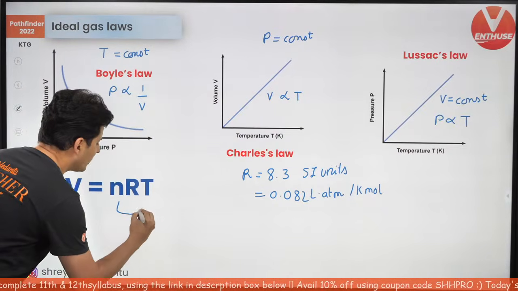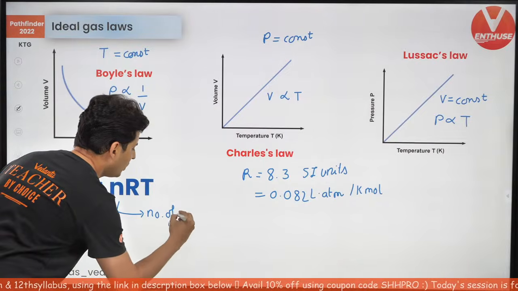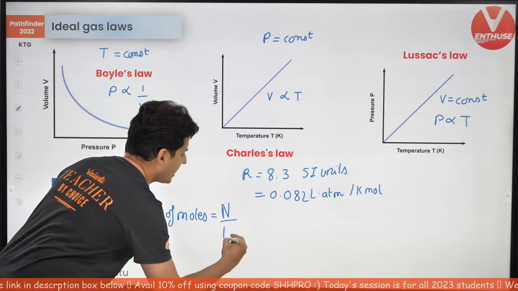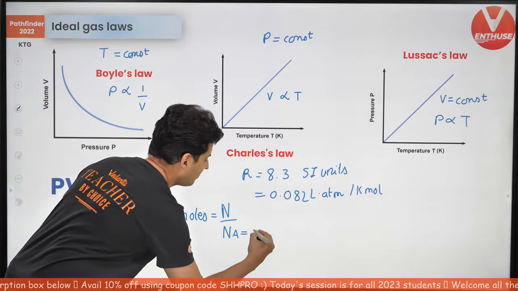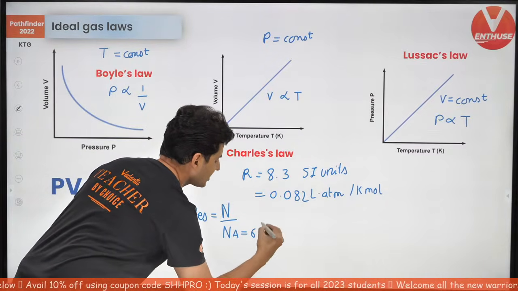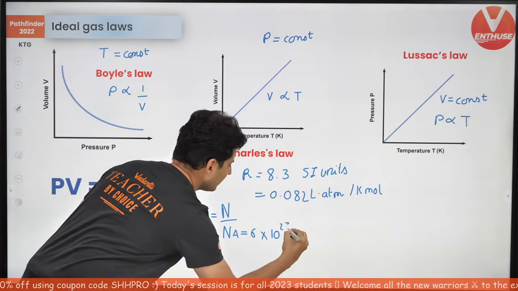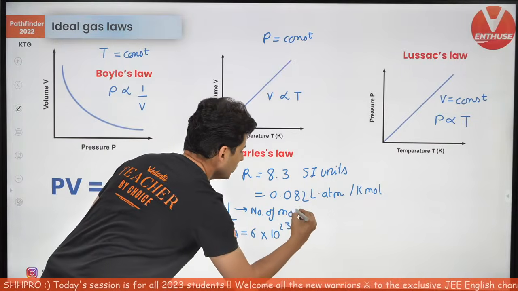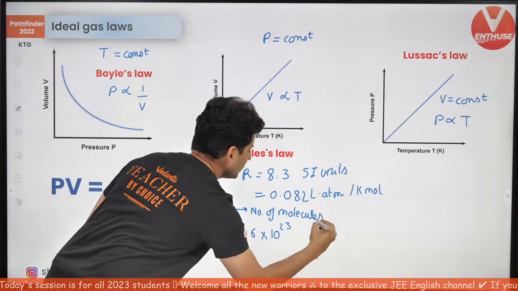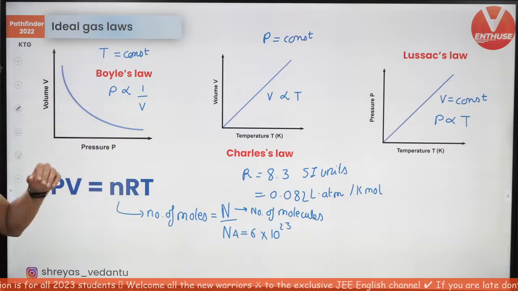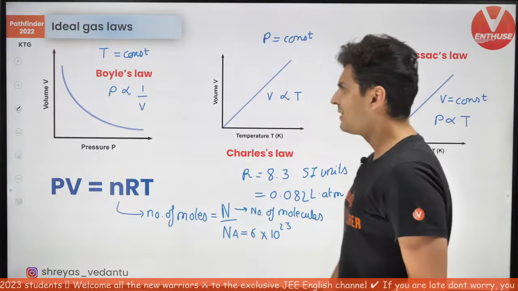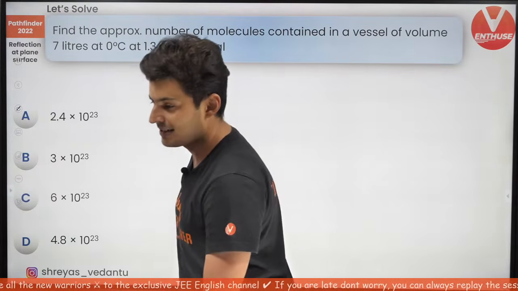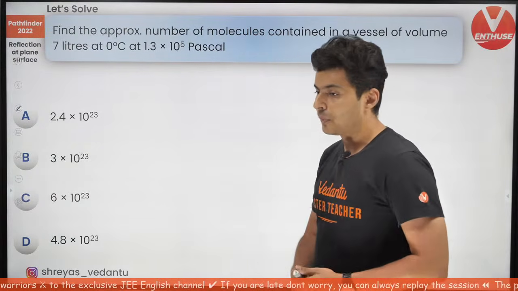Great. This n is your number of moles. And remember, number of moles can also be written as capital N by N_A. N_A is your Avogadro's number, which is approximately 6.02 into 10 to the power 23. This capital N stands for number of molecules. Keep this in mind. As simple as that. This is very simple. Let's start doing some questions on this. It will be interesting.